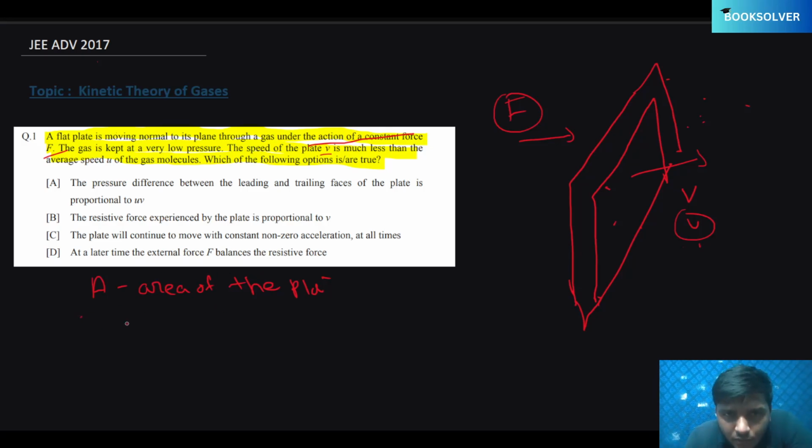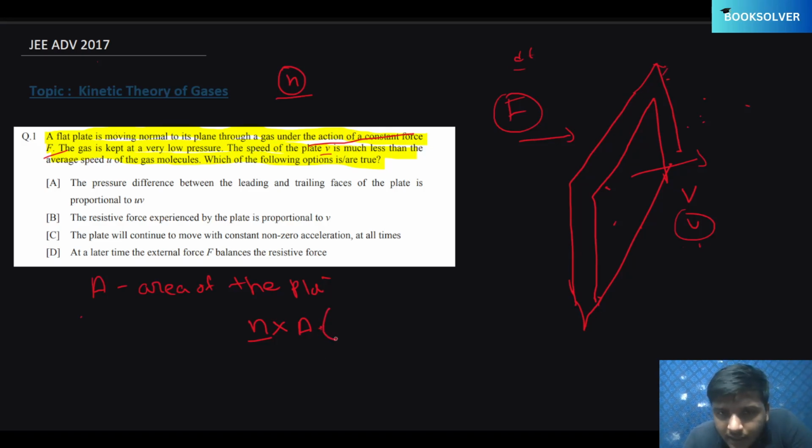If we write the number of particles, let's suppose n is the number of particles per unit volume. We have to multiply it with the volume near this plate, so that we can get the number of particles that are colliding. So n is the number of particles per unit volume, and we multiply it with area A, and in time dt, the plate will cover some distance, that is v dt.